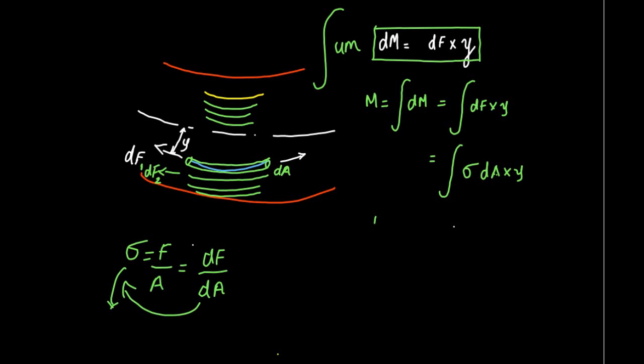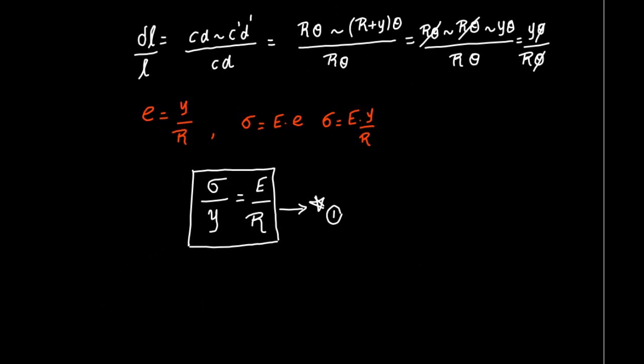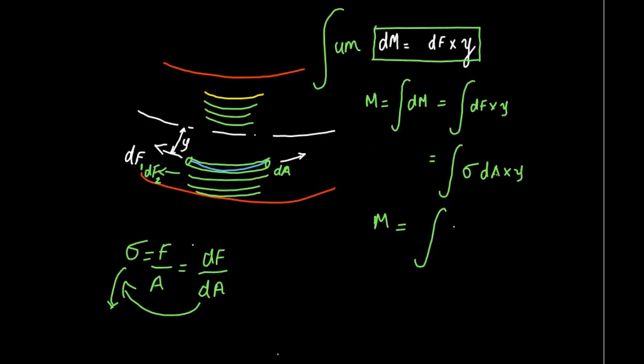If you want, you can integrate it from minus h by 2 to plus h by 2. Okay, already we have an expression for sigma which we have derived. So sigma is E by R into y. I'm going to use that expression and plug it here: E by R into y.